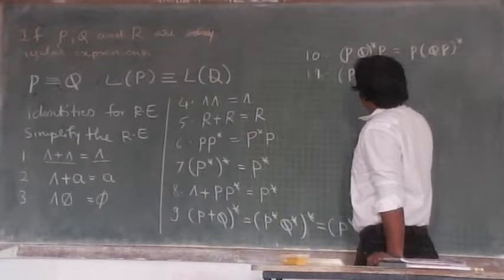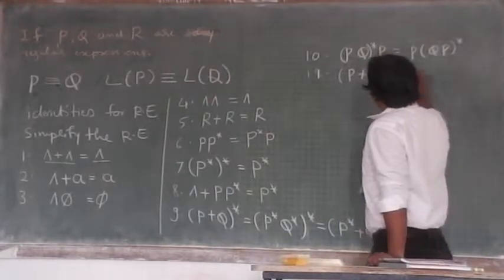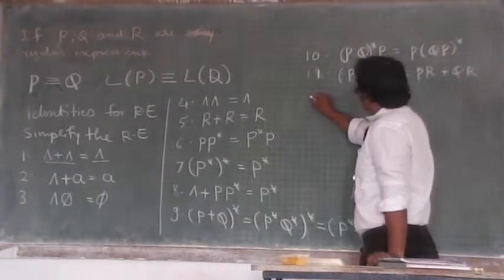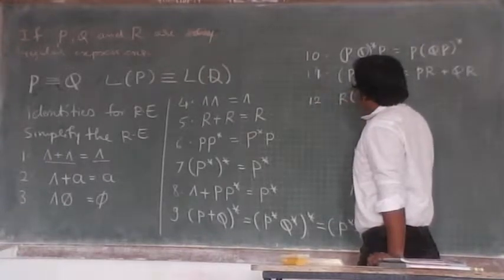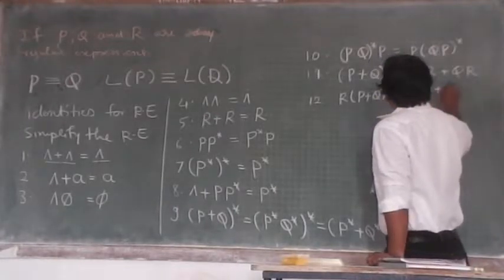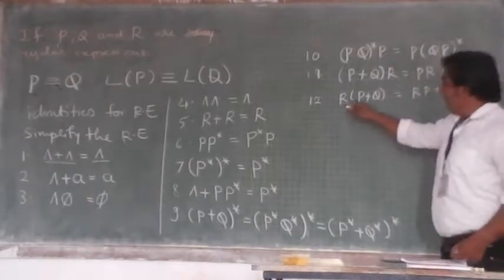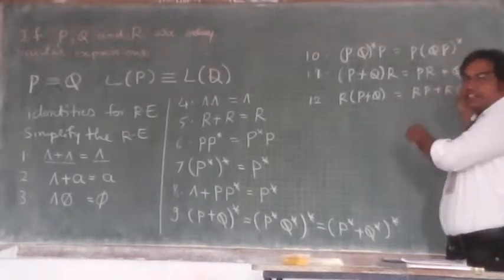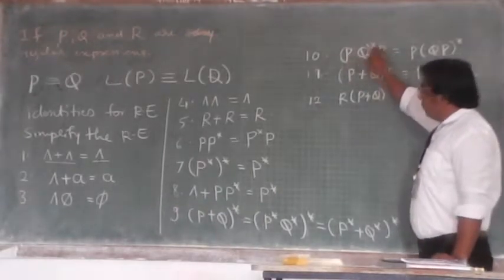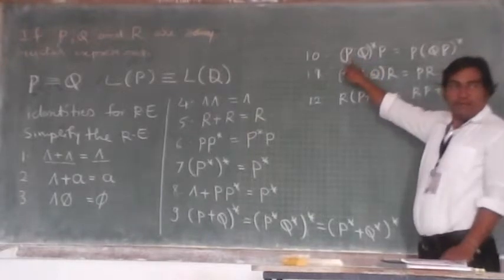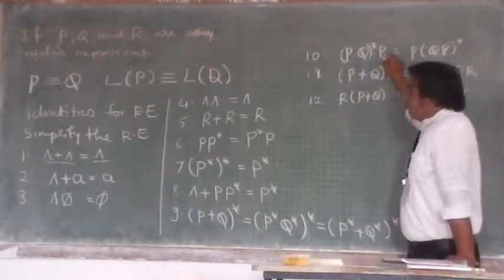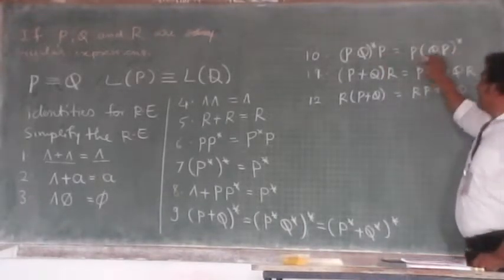P plus Q, R, this is equal to PR plus QR. Or in this way, the distribution rule you can also have this way, RP plus RQ. If you have a regular expression like this, you can distribute it this way. Okay? If you have a regular expression like PQ whole star and the same P, the P you have inside this bracket, the same P you have outside, then this way you can group that: PQP star.